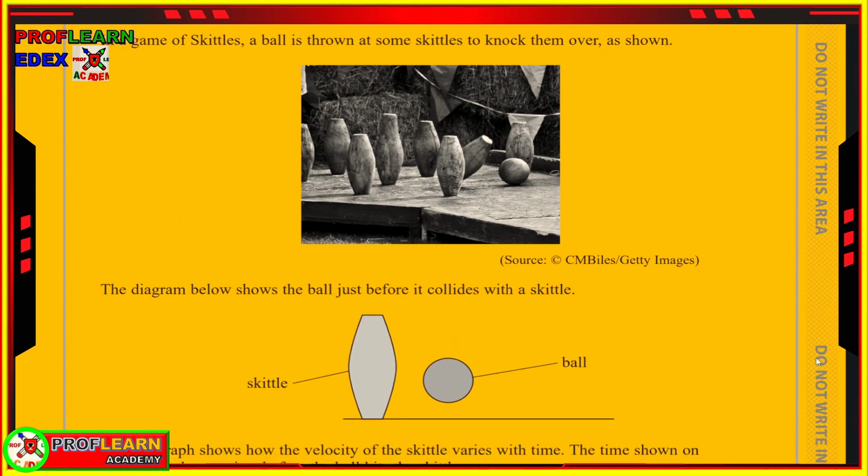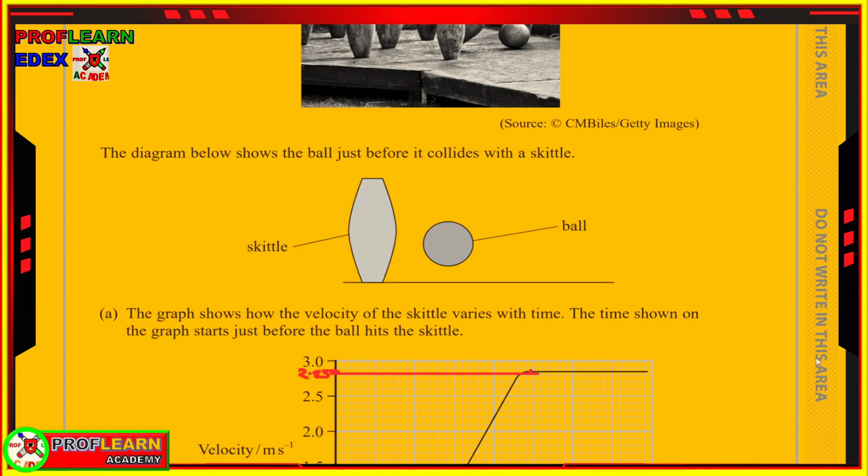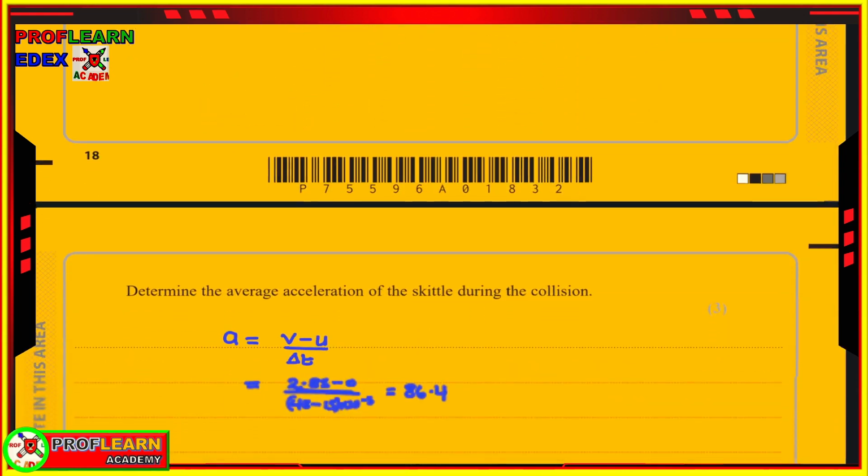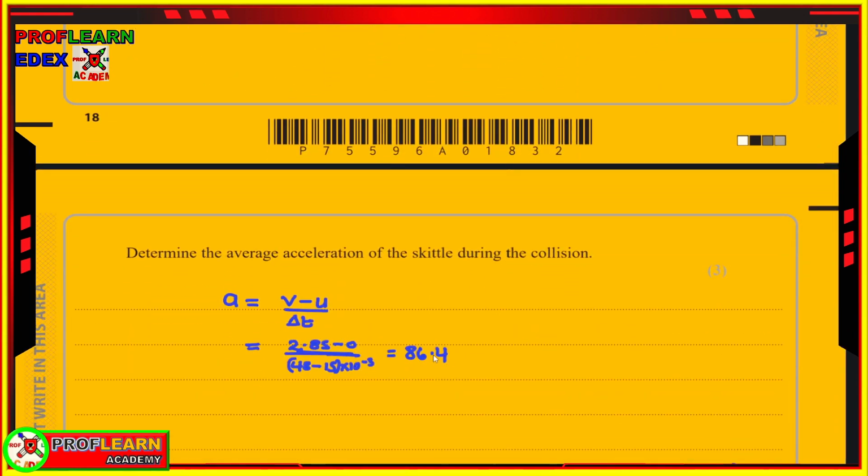And we are having a skitter here, and the skitter is just moving in that direction to collide with the ball, which is moving to collide with the skitter. And we were supposed to work out acceleration. We identified this point to be 15, and we identified this point to be 8 or 2.85. What I need to remind you is that you have to say it's times 10 raised to power negative 3. You have to interrogate this. So if you work out the acceleration, you are going to get 86.4 meters per second squared.